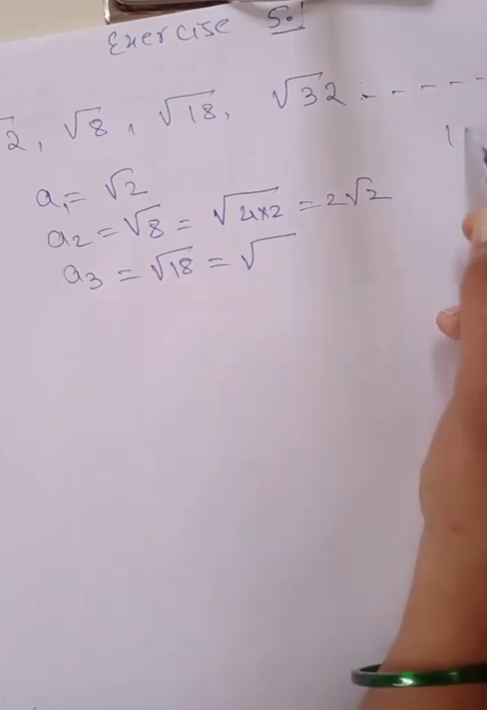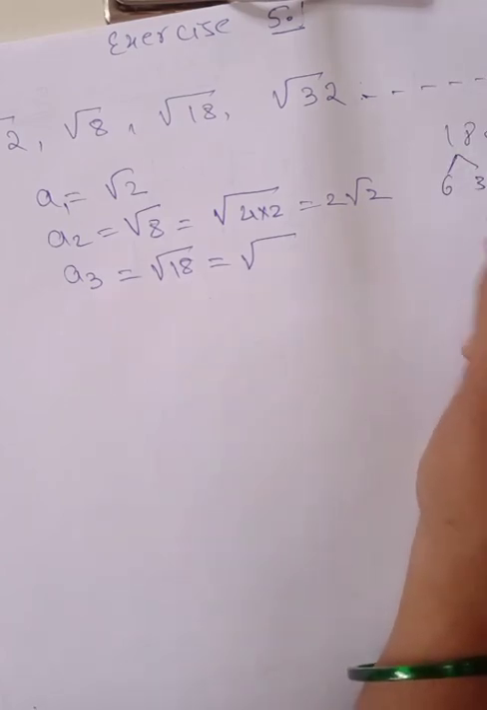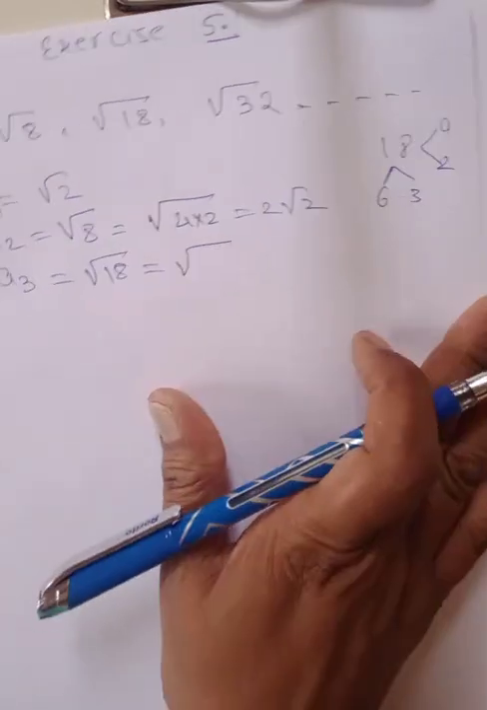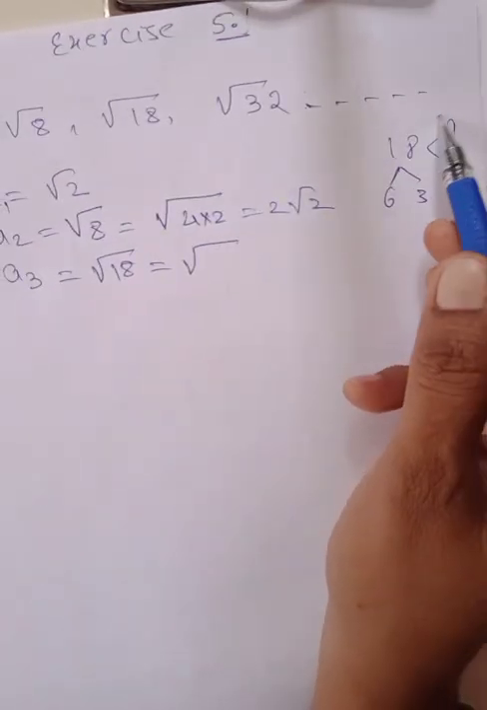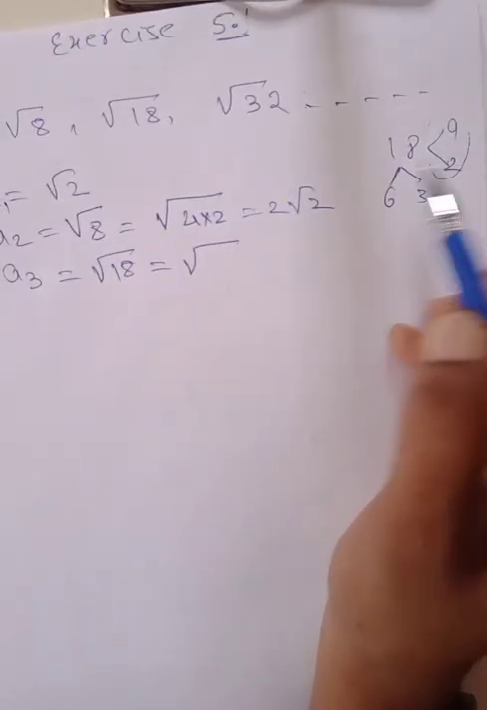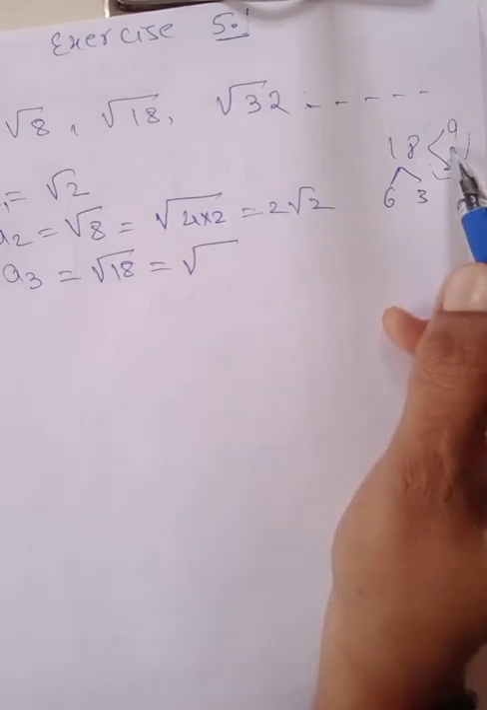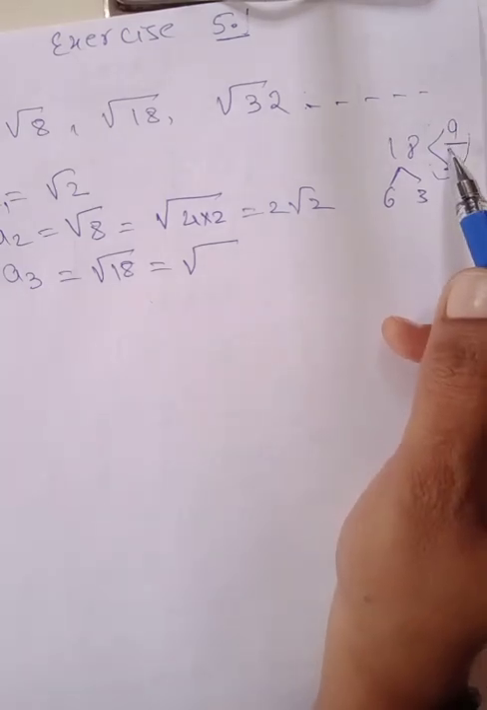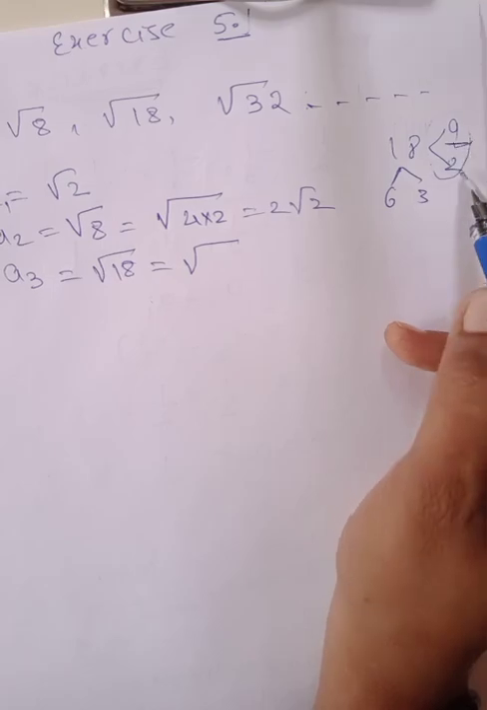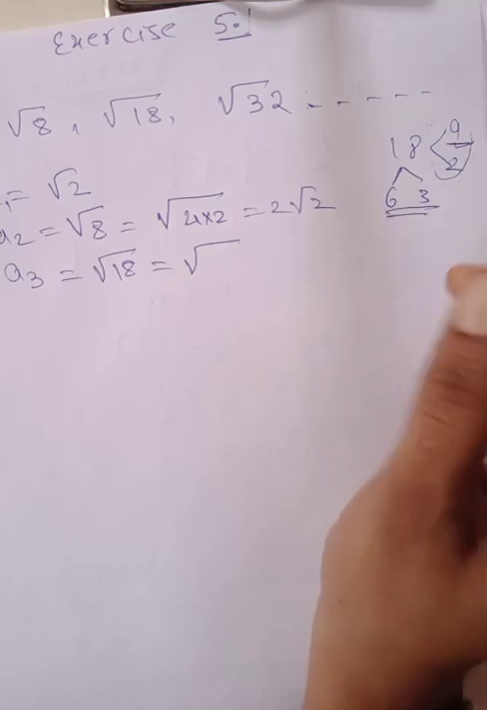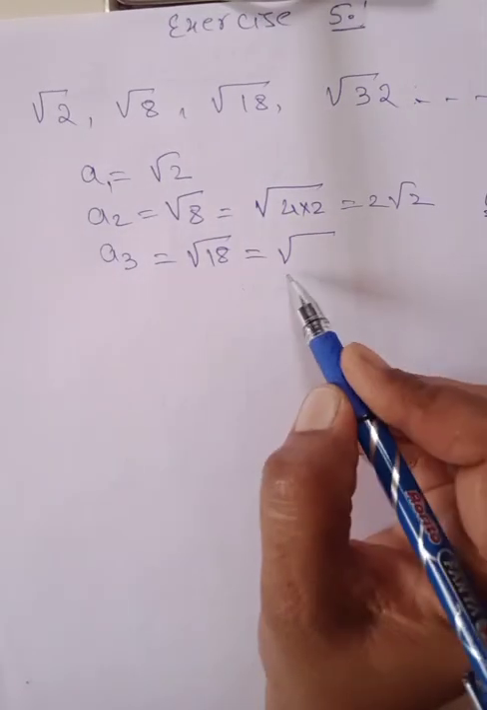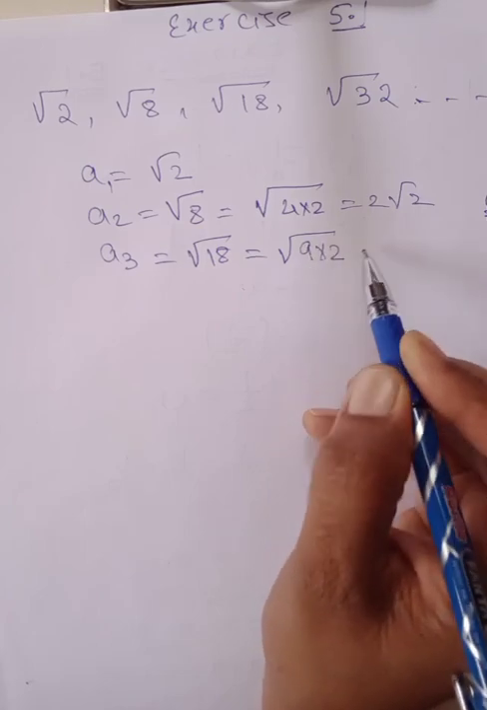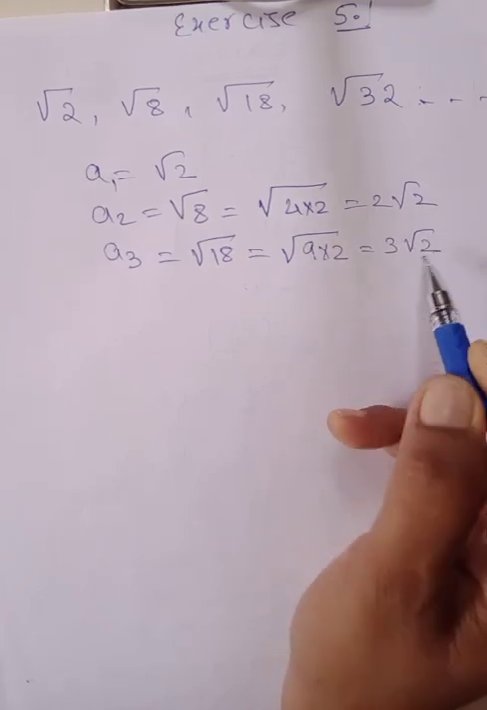Even 18 can be written as 6 3s are 18, and 9 2s are 18. I am writing 9 2s are 18 because this is under the root, and you know root 9 is 3. Because of that, you are selecting 9 and 2, not 6 and 3. Yes, now root 18 can be written as 9 2s are, which is equal to 3 root 2.